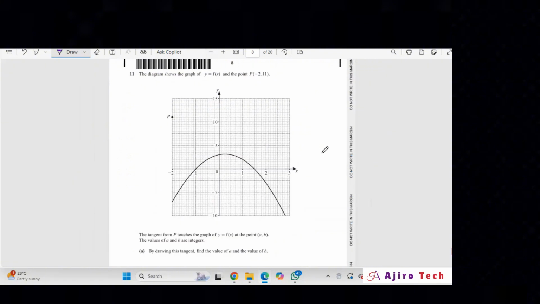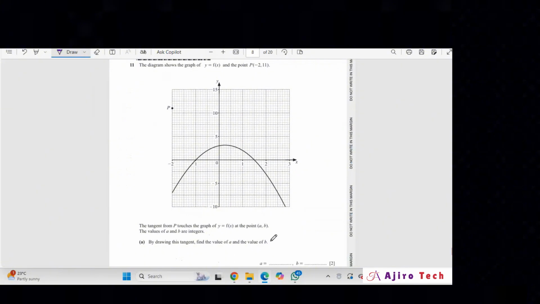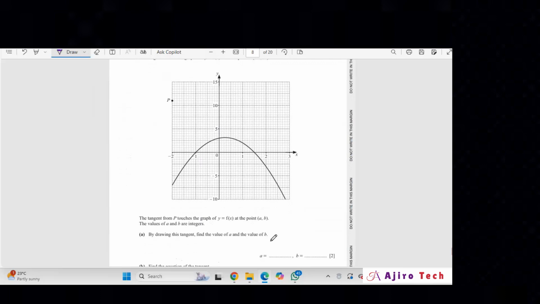So, having said that, we are going to look at the next one. The question says that the tangent from P touches the graph of y equals f(x) at the point (a, b). The values of a and b are integers. Now, by drawing this tangent, we define the values of a and b.